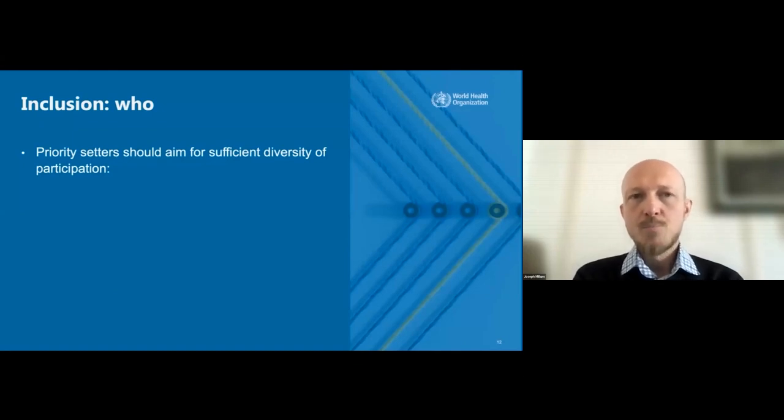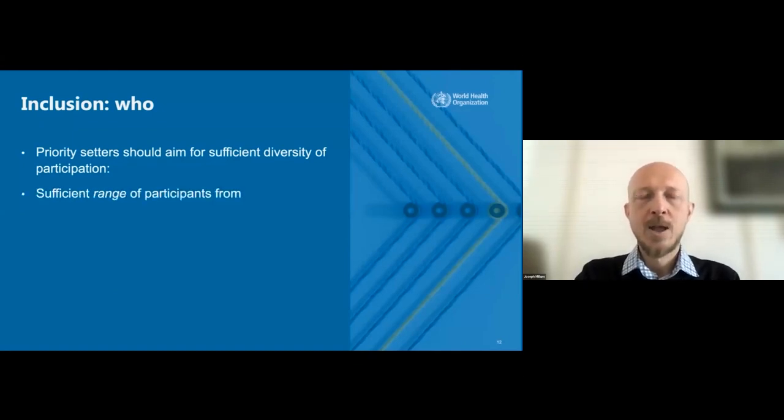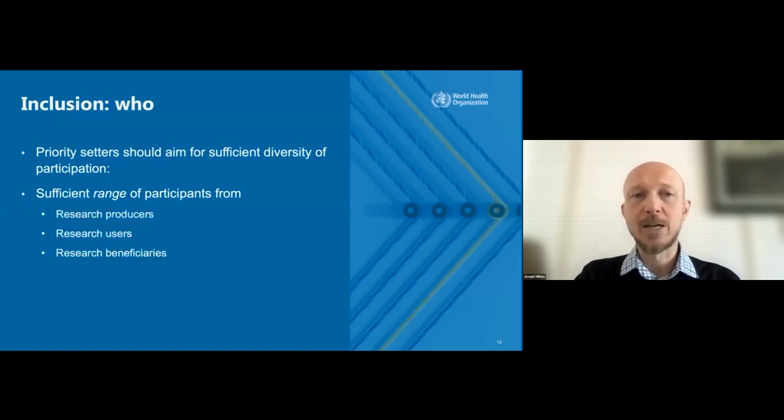In thinking about who should be included, priority setters should aim for sufficient diversity of participation. And we think of this diversity of participation in terms of both the range of participants and the mass of participants. So a sufficient range of participants should be included from the different categories of research producers, so scientists, for example, research users, so clinicians or policymakers, for example, research beneficiaries, so patients and carers, for example. Now, of course, these examples I'm giving can also fall into different categories, and so patients can also be research producers and research users. The point is that in thinking about whether we have a sufficient range of participants, we should be thinking through which interested parties fall into each of these categories.